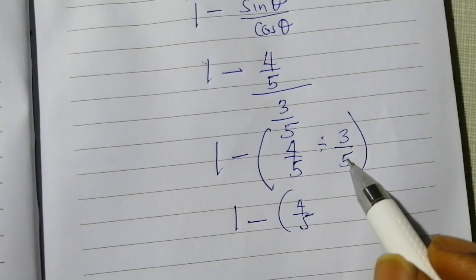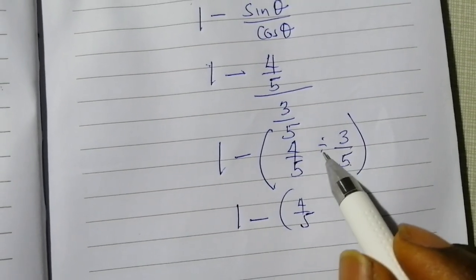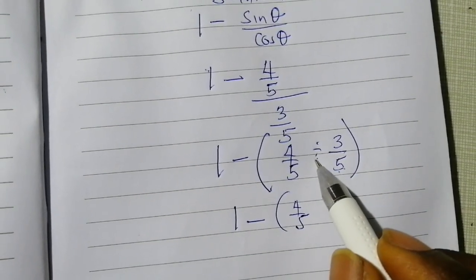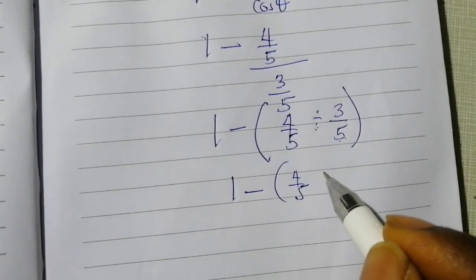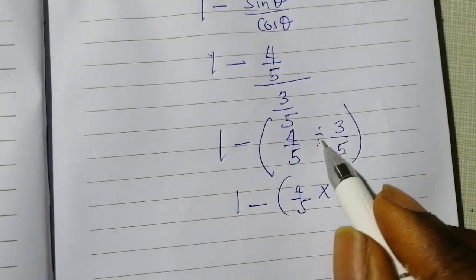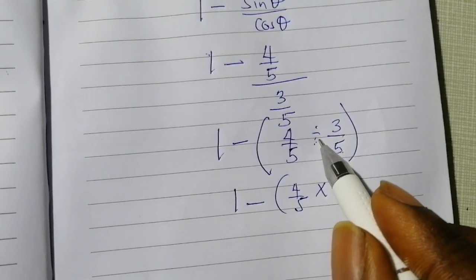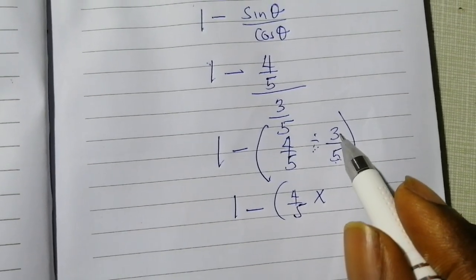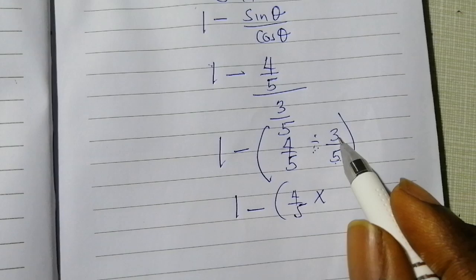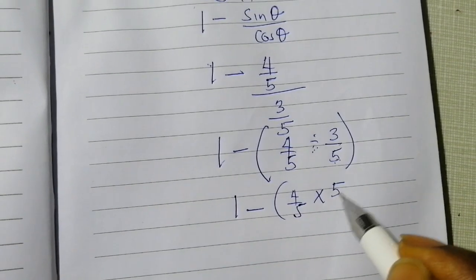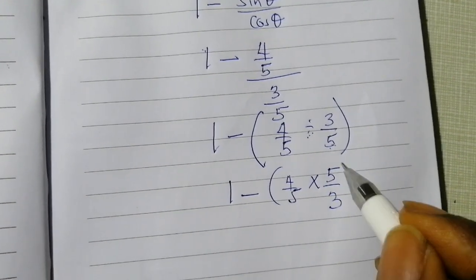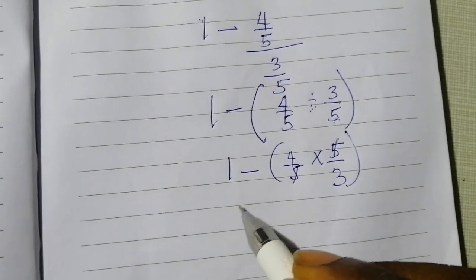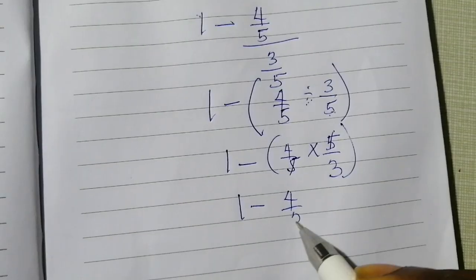I've told you anything on the right hand side is the owner of the sign. 3 over 5 is the owner of this division sign. If you want to change division to multiplication under BODMAS, the numerator will go down and the denominator will go up. So this one is 5 over 3. You can see that we cancel 5, and we have 4 over 3 left. So that's 1 minus 4 over 3.